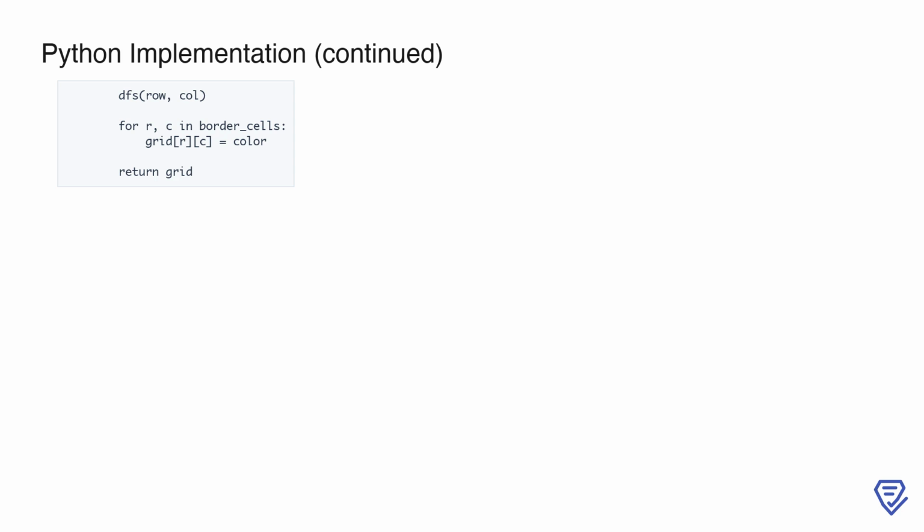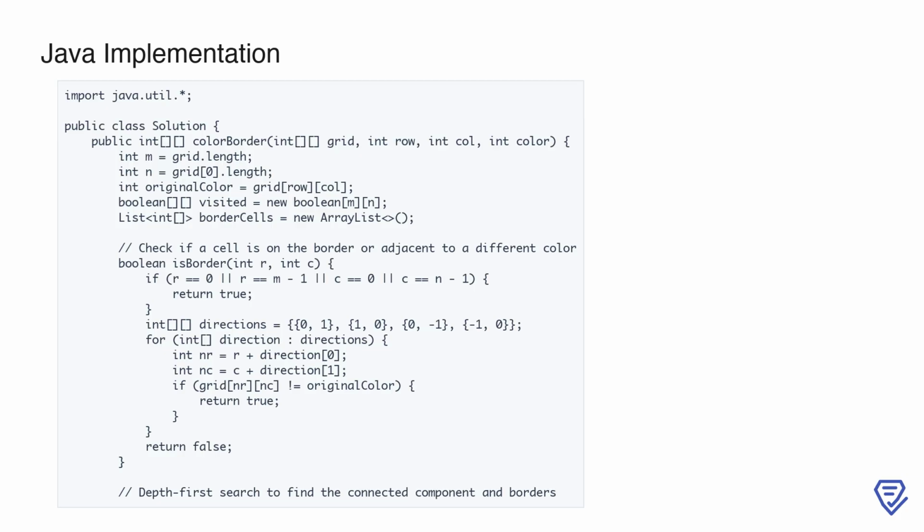Here, we begin implementing the solution in Java. First, we define the colorBorder method, which takes the grid, the starting cell coordinates, and the target color as input.